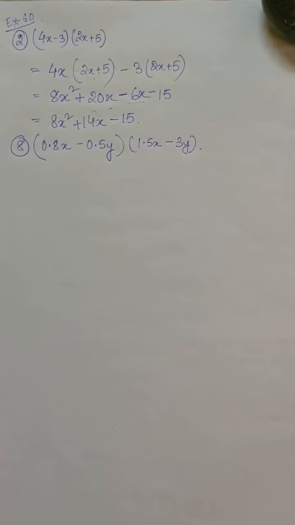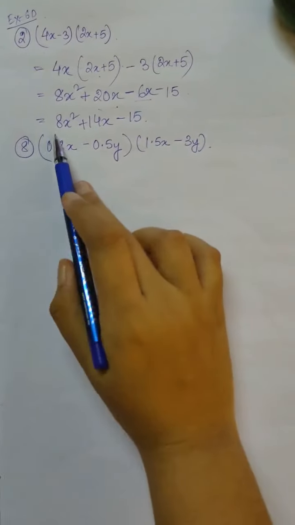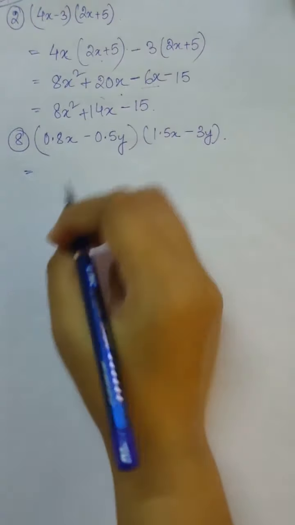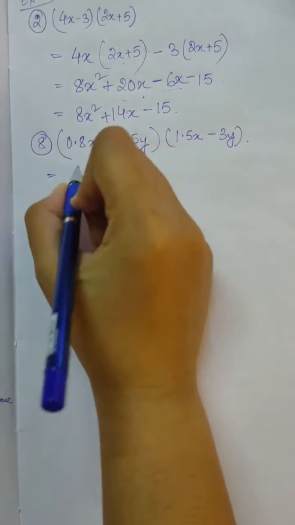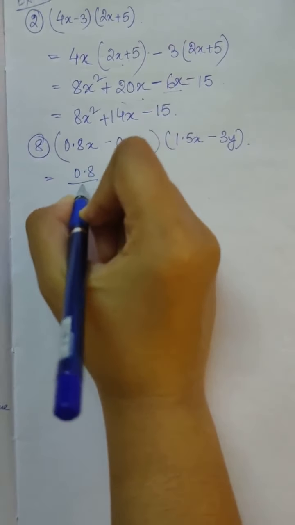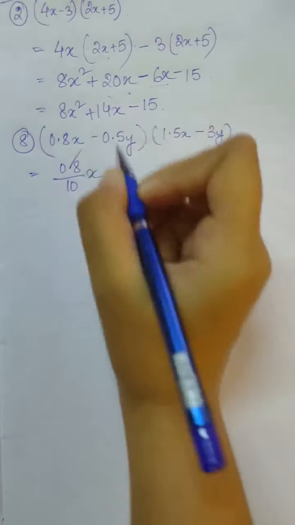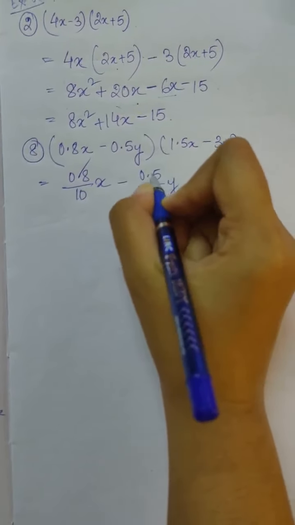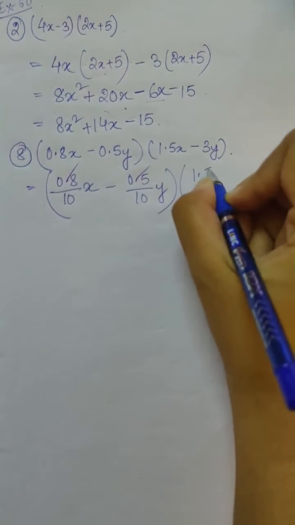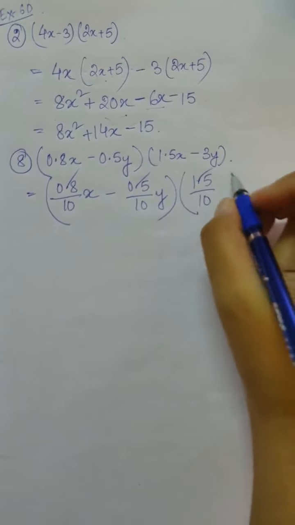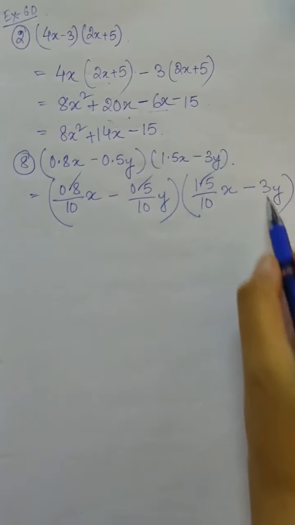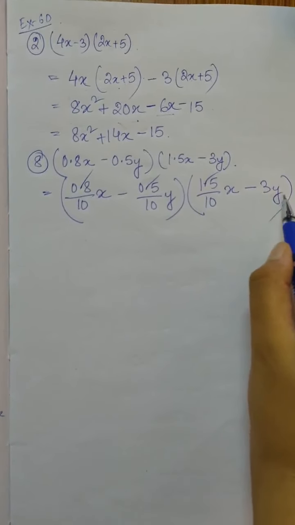So now next I have taken sum number 8. Sum number 8 we are having decimals, right? So at first we will convert them into fractions. So see, 0.8x we can write it as 0.8 by 10x, and this point is now getting removed. Then minus 0.5 by 10y, again point gets removed, and this expression we can write 1.5 by 10, this point now gets removed, then x and minus 3y. So there is no decimal here, so I am not putting any by 10 here.